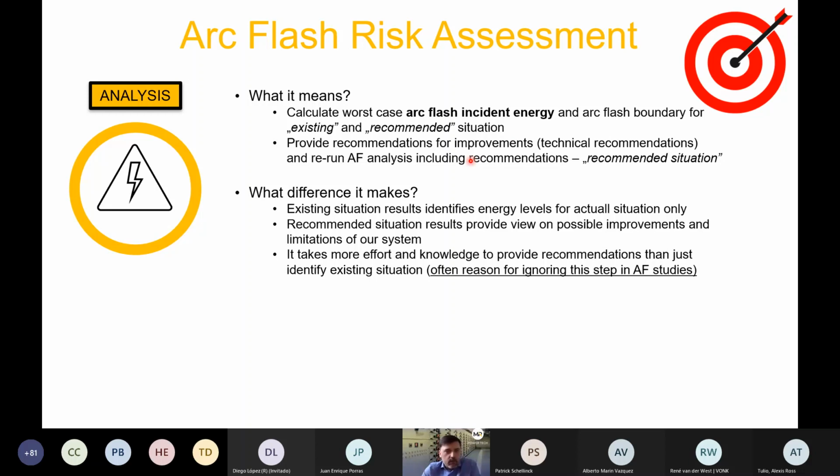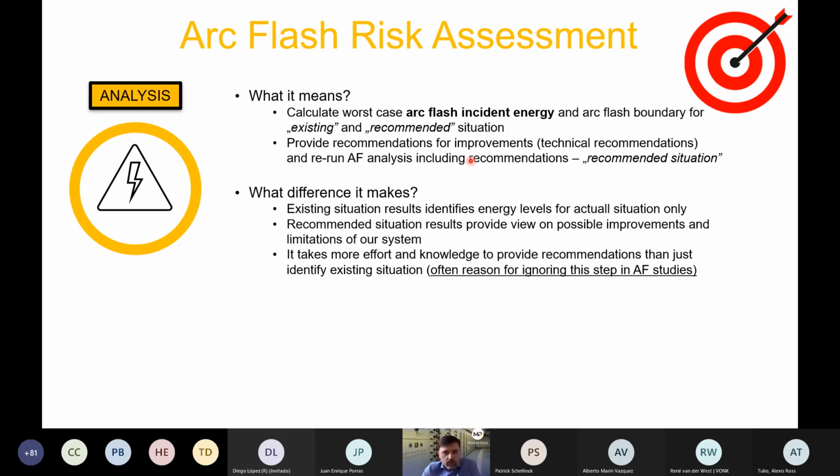We provide recommendations for improvements, technical recommendations. So settings, sometimes use all the equipment that you have on site, and this will be the recommended situation. The difference is that you have to keep in mind that existing situation results are just identification of what's happening at site, and that's it. It's nothing else, and you can stop there, but there is very often no recommendation that will follow up.